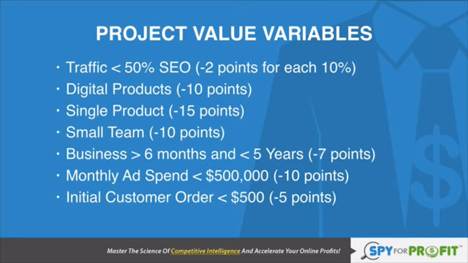And then of course, if the initial custom order is less than $500, so before we talked about more than 1,000, now we're talking about less than 500. If it's between 500 and 1,000, it's kind of neutral. I award no points in this equation, but if it's less than 500, then that's a positive.